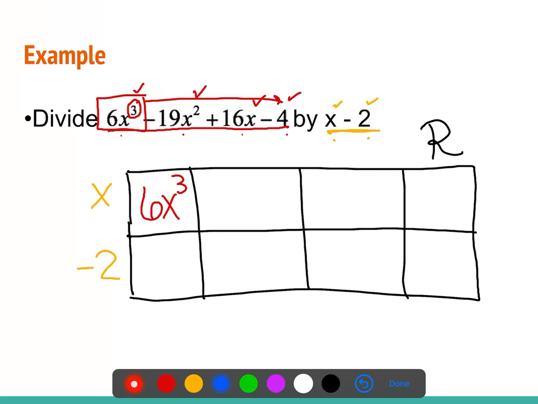Now this starts out pretty easy. I start with my highest term. It's going to go in the first box. So 6x cubed.